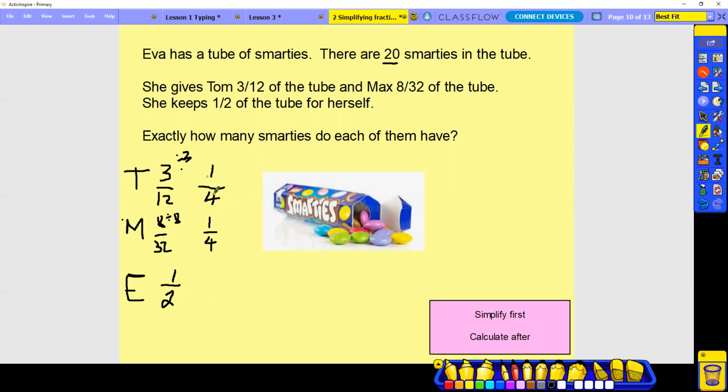Okay, so Tom's got a quarter. So to find that, we divide by 4. So 20 divided by 4 is 5. So Tom will have 5. Max has got the same fraction. So he's also got 5. Eva's got a half. So a half of 20 is 10. So 5 add 5, add 10 gives me 20.